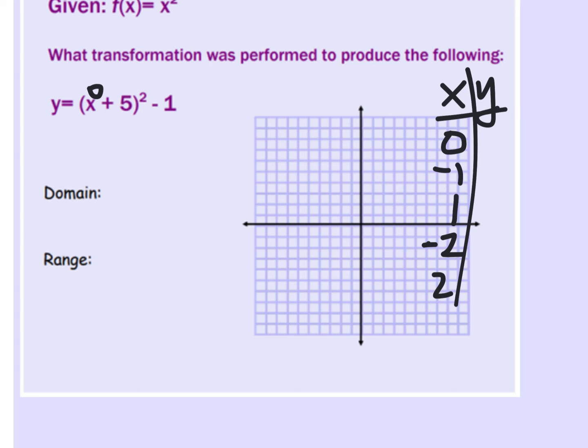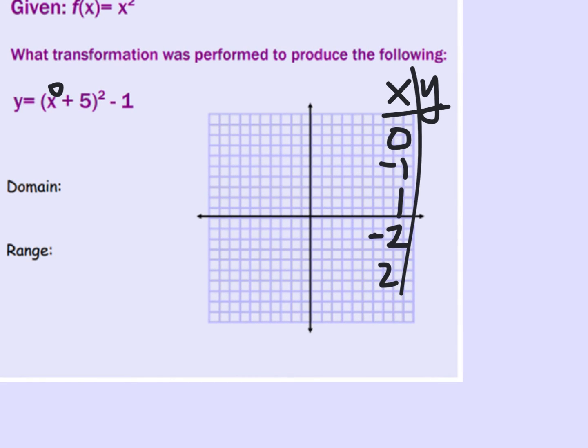If we put in and graph all 5 of those points, it'll become obvious where this graph must be. So if you put in a 0, you got 5 squared is 25, minus 1 is 24. Whoa, that was huge. How about -1? Got it? 15. Double checking, yep. I'm putting the -1 in for the x, and I'm getting 4. 4 squared is 16 minus 1, 15, I think.